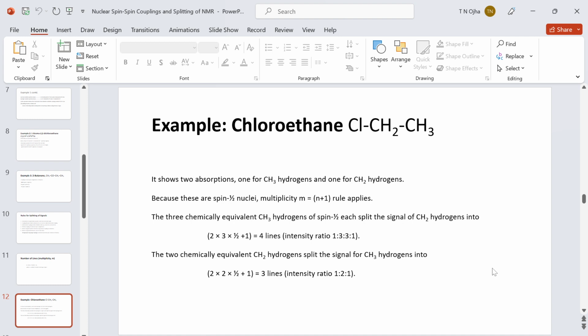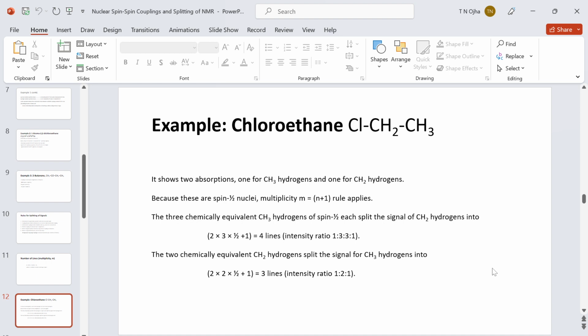Take another example, chloroethane, CH3, CH2, Cl. We are discussing only hydrogen spectra, so we will not touch Cl. It is a quadrupolar nucleus. This molecule has a CH3, one type of H, and a CH2, another type of H. Remember one very important point: wherever such a moiety, CH3, CH2, is involved, characteristically we get a quartet for CH2 and a triplet for CH3.